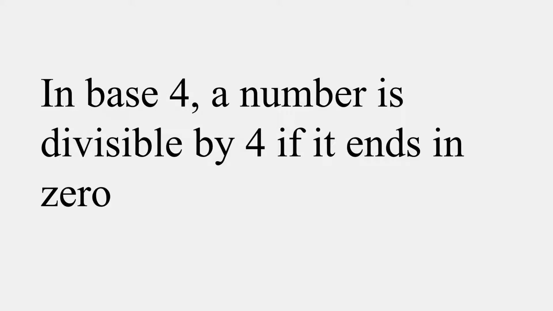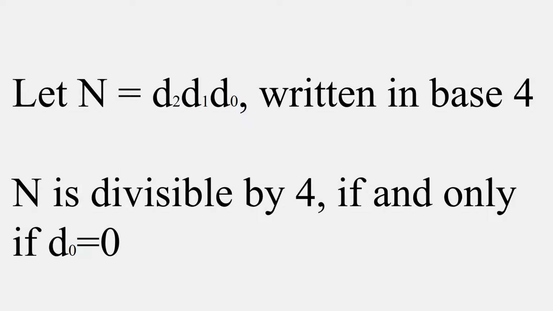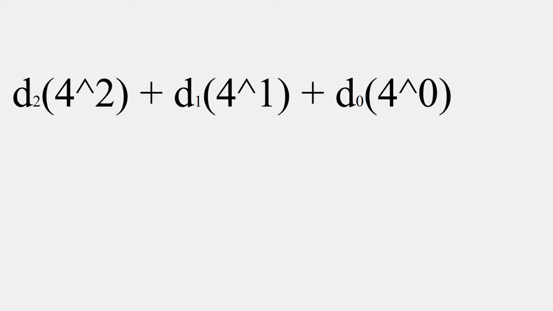In this section, we will be looking at divisibility rules in other bases. So we're specifically looking at base 4. And in base 4, a number is divisible by 4 if it ends in 0. This is our claim. Let n equal d2, d1, d0 written in base 4. n is divisible by 4 if and only if d0 equals 0.